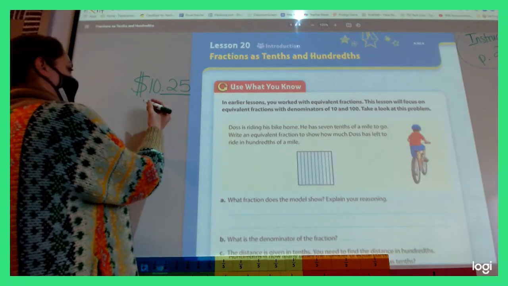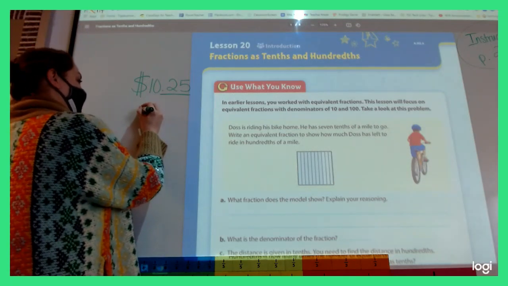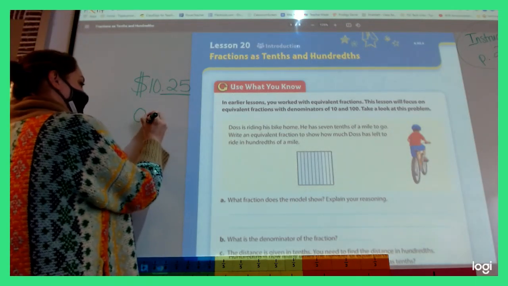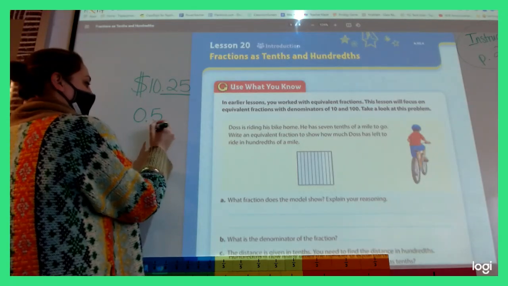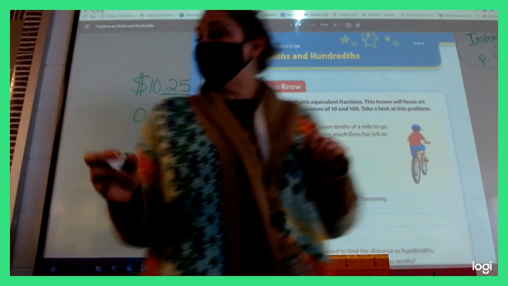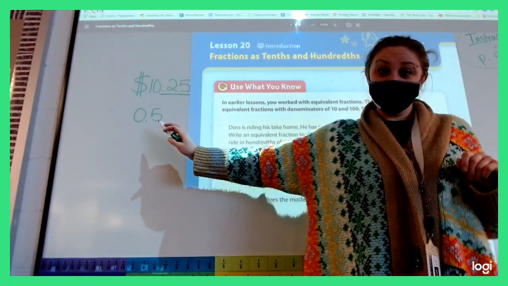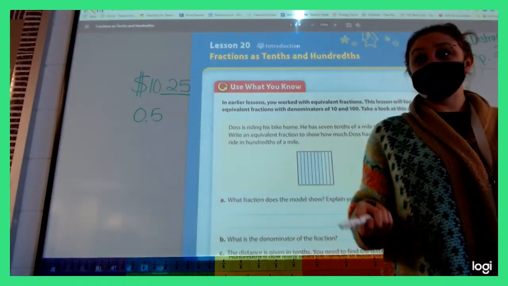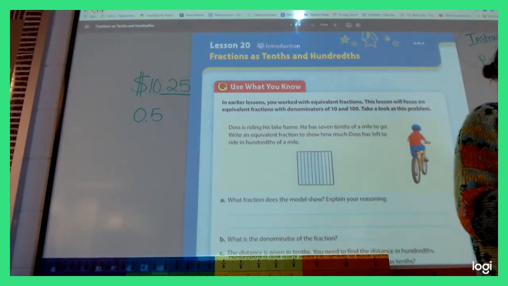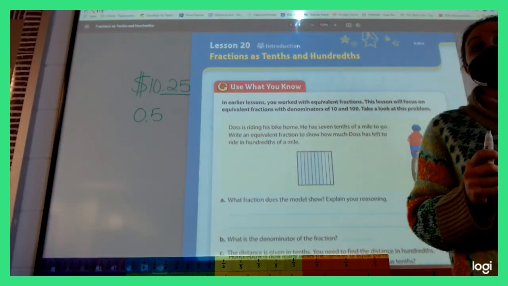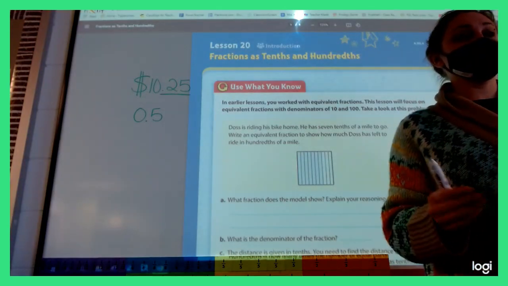Here's another decimal. I could say I have 0.5 of anything, okay? And really what that means is half. So we are going to learn what decimals mean, and you'll see them in money, you see them in math problems, and they're very similar to fractions. So that's why we teach them right after fractions.